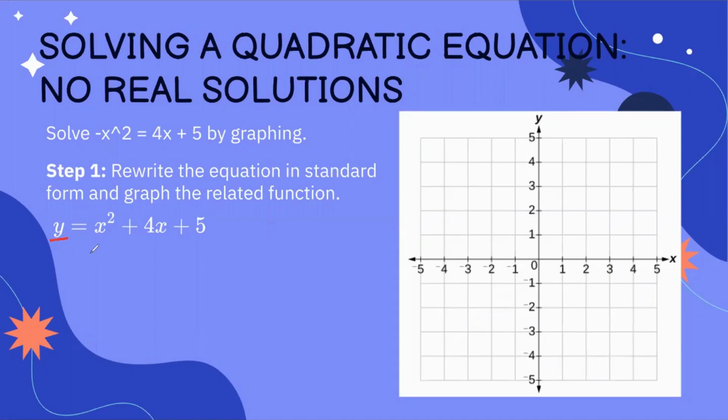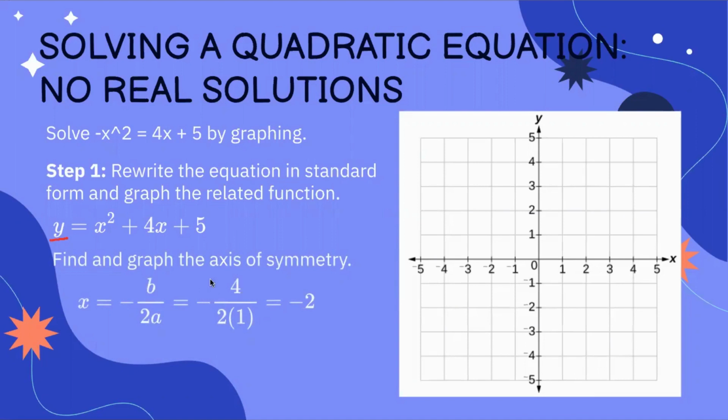Now that you have your related function, you can go ahead and find your axis of symmetry. Again, your axis of symmetry is going to be x equals -b over 2a. Looking at our equation, our b value is +4. So that would be negative times +4 over 2 times a, which would be +1. And that would give you -4 over 2. So your axis of symmetry would be x equals -2. And so you can draw your axis of symmetry through -2 on your x-axis. And here's how it would look.